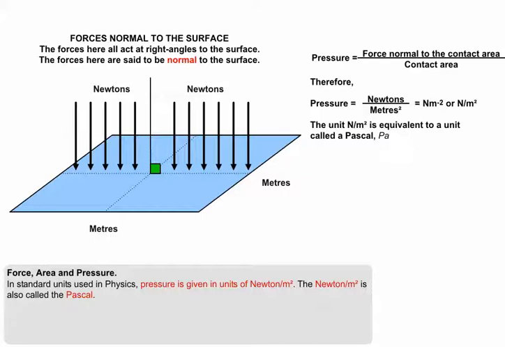squared. The newton per meter squared, which you can also pronounce as newtons per square meter, has an equivalent unit called the Pascal, which is also often used to measure pressure. The Pascal is frequently used in physics instead of the newton per square meter.